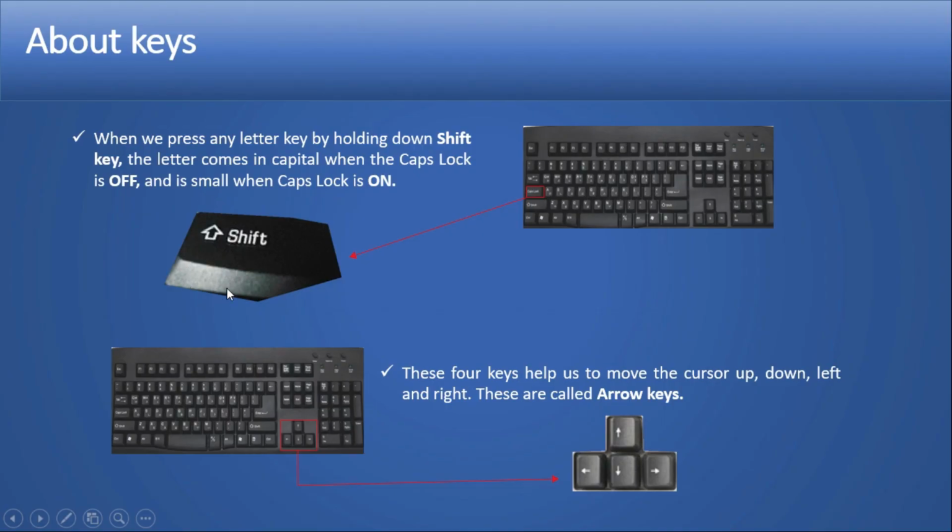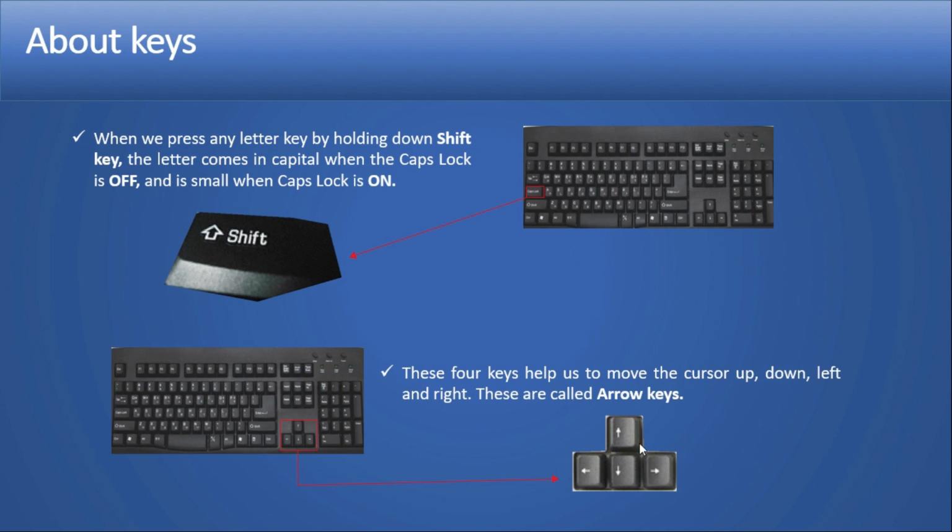Next special key is shift key. When we press any letter key by holding down shift key, the letter comes in capital when the caps lock is off and is small when caps lock is on. So children, when we are pressing any letter key by holding shift key, then the letter will be displayed in a capital letter when caps lock is off. But when caps lock is on, it displays in small case letter.